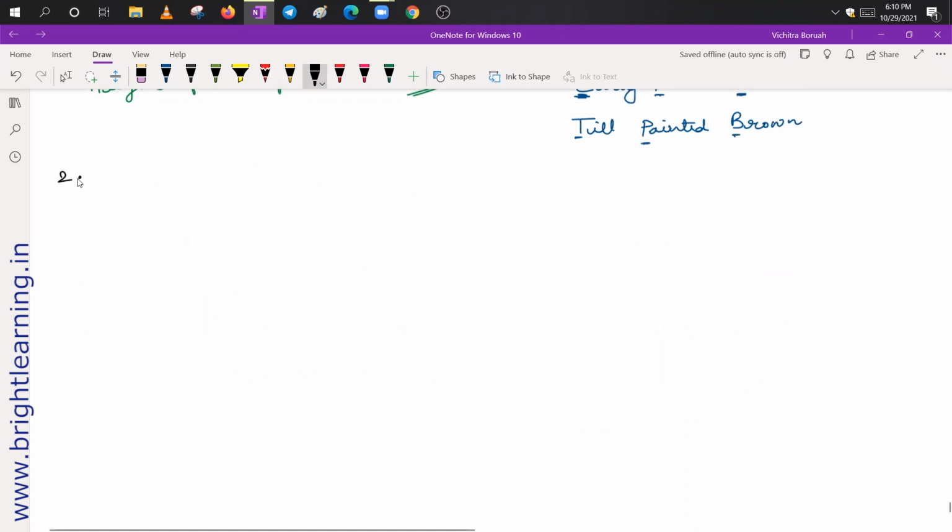The question says that a tree breaks due to a storm and the broken part bends so that the top of the tree touches the ground, making an angle of 30 degrees with it. The distance between the foot of the tree and the point where the top touches the ground is 8 meters. So find the height of the tree.